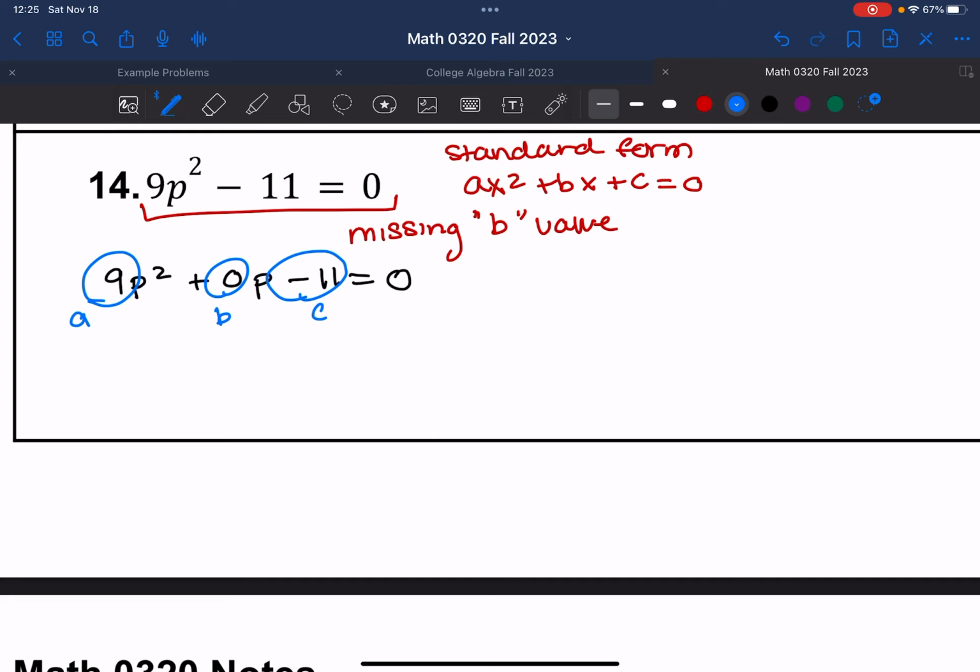So for this one, go ahead and try using that quadratic formula. And if you did it correctly, you should get your answer to be p is equal to plus or minus the square root of 11 over 3.